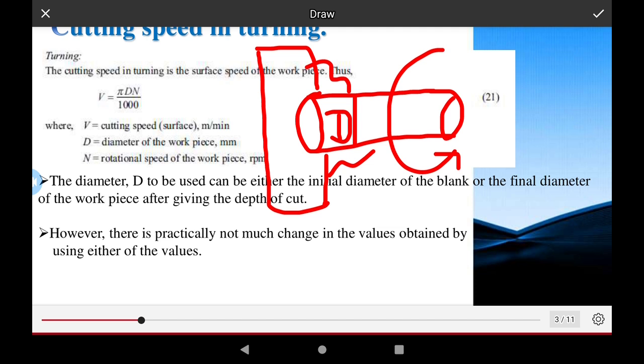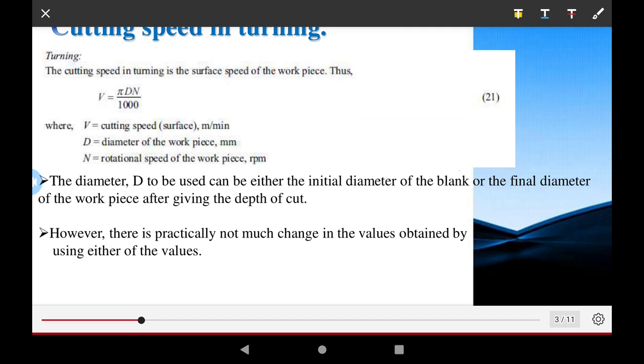Given two or three values, find out the remaining value easily using this formula. This is the standard formula: V, where V is the velocity, the cutting speed. V equals pi D N upon 1000. This is the standard formula to find the value of speed and diameter. If the values of N and V are given, then find out the value of the diameter of the workpiece easily.